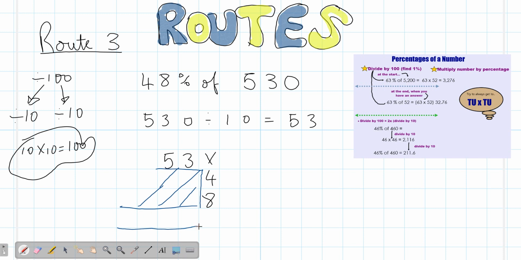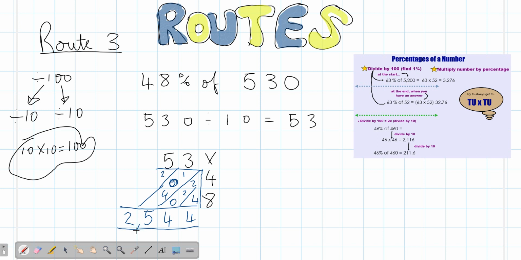When you set up the grid, you work out the answers. 3 times 4 is 12. 3 times 8 is 24. 5 times 4 is 20. Make sure it looks like a 20. And 5 times 8 is 40. So we then work out our columns' answers. We've got 4 units, we've got 4 tens, we've got 5 hundreds, and we've got 2 thousands.